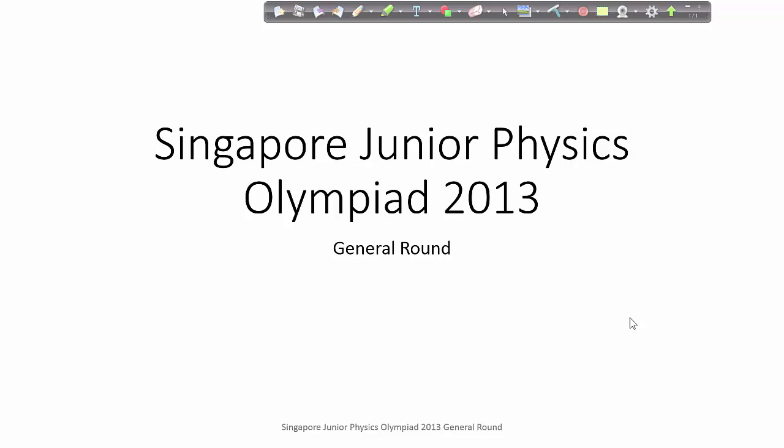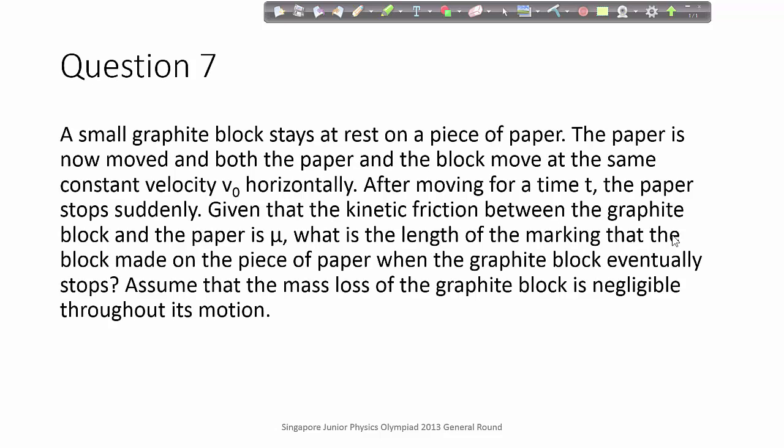In this video, we will continue our discussion on the Singapore Junior Physics Olympiad 2013 General Round paper. Question 7. A small graphite block stays at rest on a piece of paper. The piece of paper is now moved and both the paper and the block move at the same constant velocity v sub 0 horizontally. After moving for a time t, the paper stops suddenly.